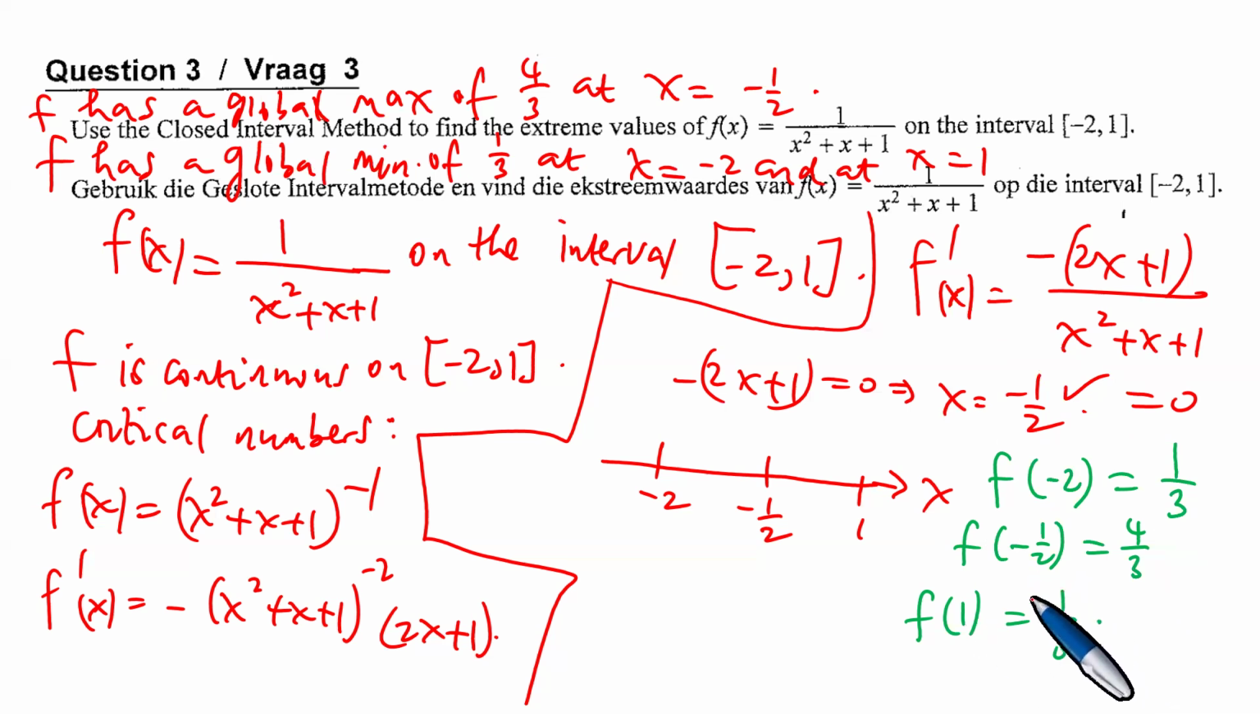With these, you're able to note that 1/3 and 1/3 are the values at -2 and 1 of the closed interval. So f has a global minimum because this 1/3 is like 0.3 recurring, but this one is 1.33 recurring. In other words, the 0.3 recurring is the global minimum, and this happens at x equal to -2 and also at x equal to 1. F has a global max of 4/3 at x equal to -1/2. At x equal to -1/2, the function has a global maximum there. Any question on the closed interval method? No question. We move to the next point.